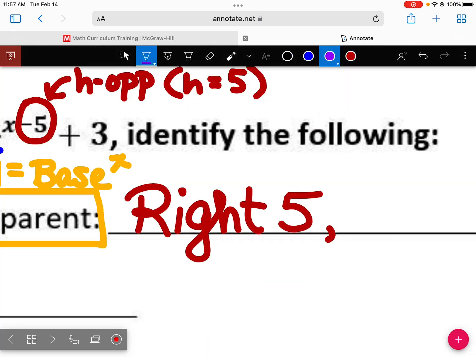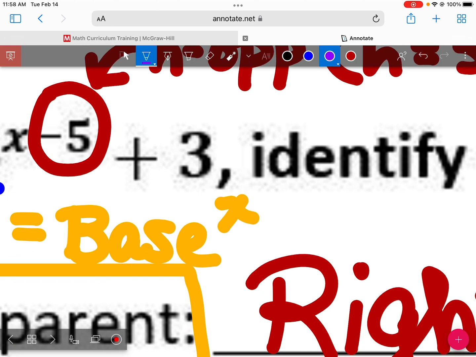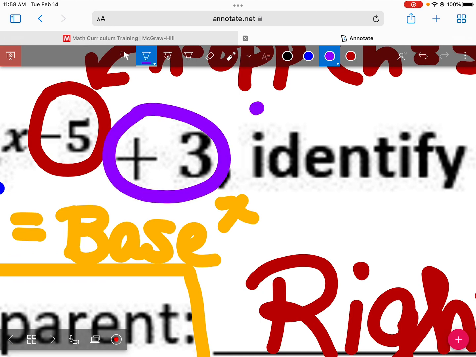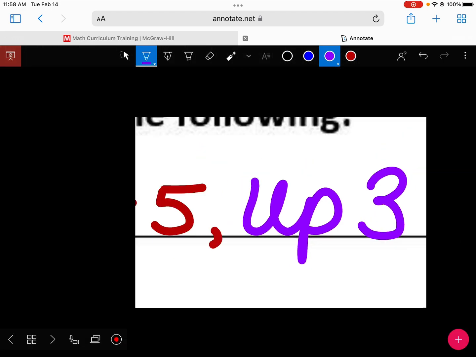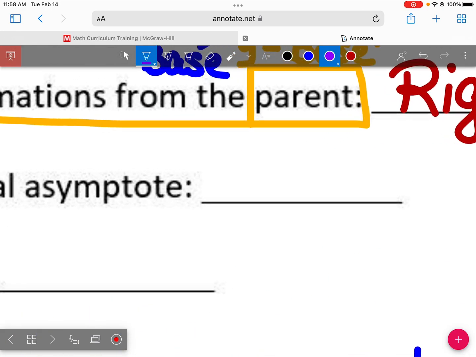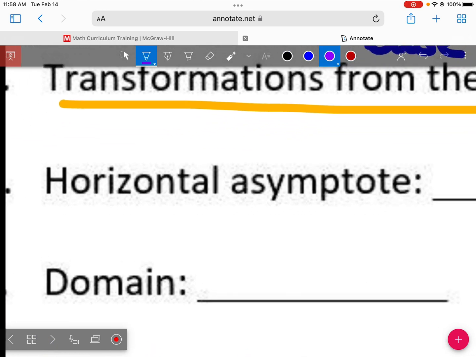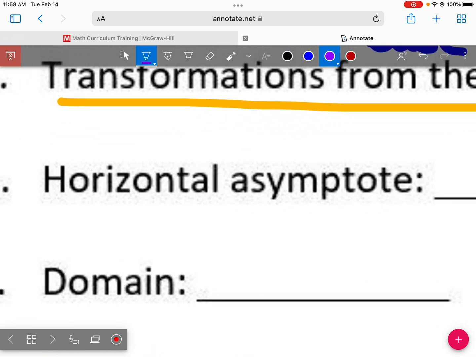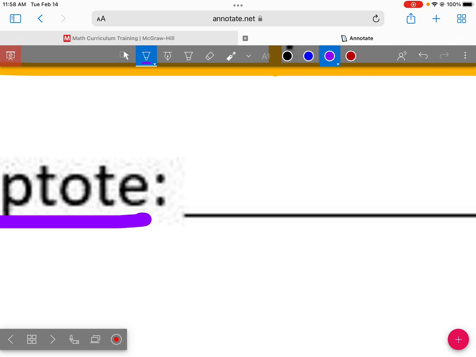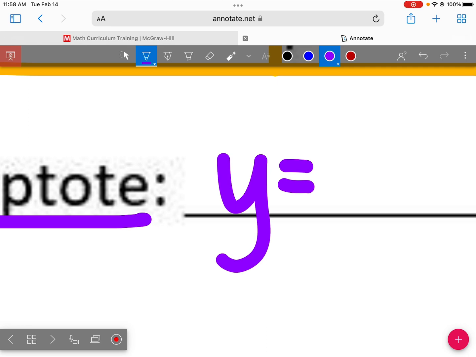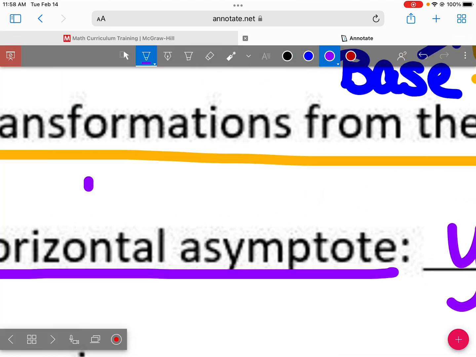Do we have a k value here? What is our k value? 3. Will that affect my graph? What will it do to it? Up 3. What else does the k value tell me? There's something else up here that the k value is going to tell me. The horizontal asymptote. What do I have to start a horizontal asymptote with? y equals. So this is going to be y equals what? 3. It's always y equals k.